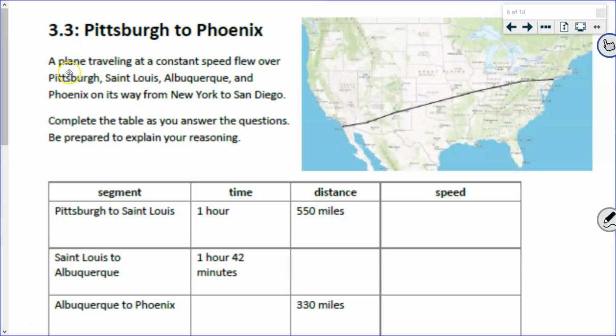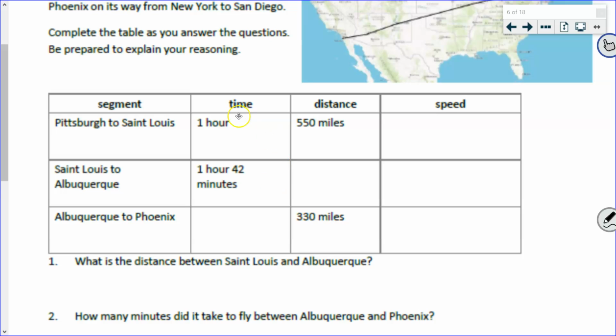A plane traveling at a constant speed flew over Pittsburgh, St. Louis, Albuquerque, and Phoenix, all on its way from New York to San Diego. You can kind of see the path. The plane went this way, then it kind of jutted down, and it flies over all of those cities. And we are going to complete the table. We can see that from Pittsburgh to St. Louis, it took 1 hour, and the distance was 550 miles. Let's just get this out of the way.